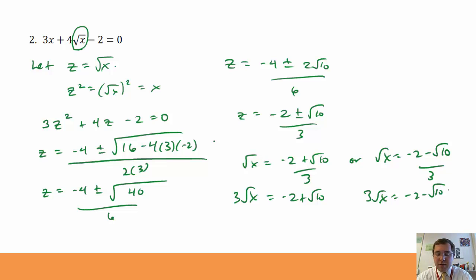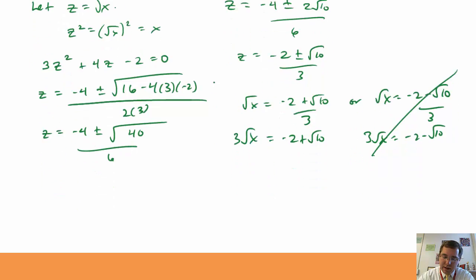And we have to be careful with that one, because negative 2 minus the square root of 10 is going to be negative, and the square root of x can never be negative. So this actually, on the right, does not lead to any solutions, because the square root of x cannot be a negative number. On the left, negative 2 plus the square root of 10 is going to be a positive number, because the square root of 10 is bigger than 2. So negative 2 plus the square root of 10 will be a positive number. So let's work that out and find out what x is.